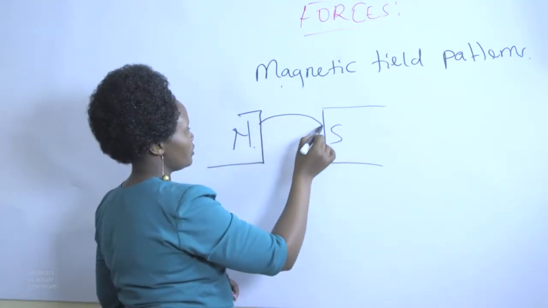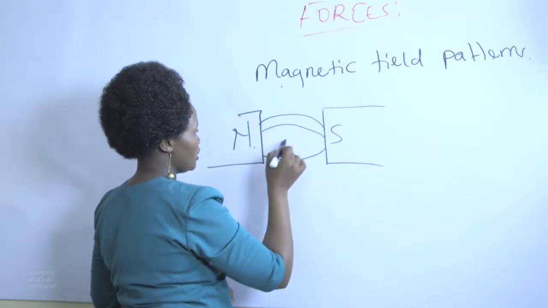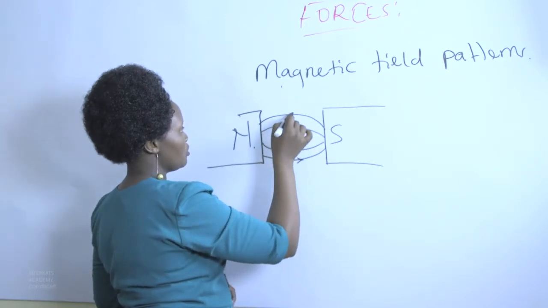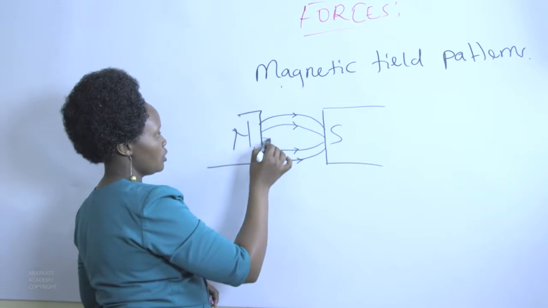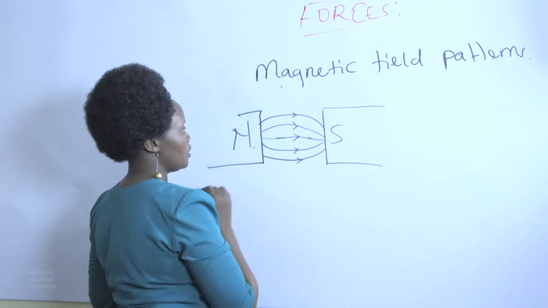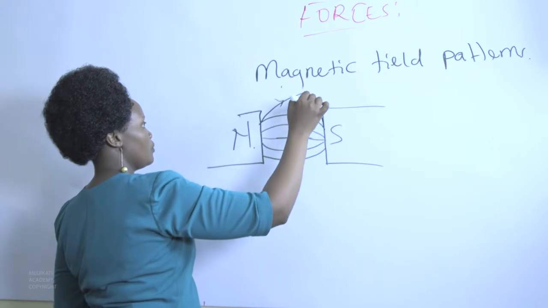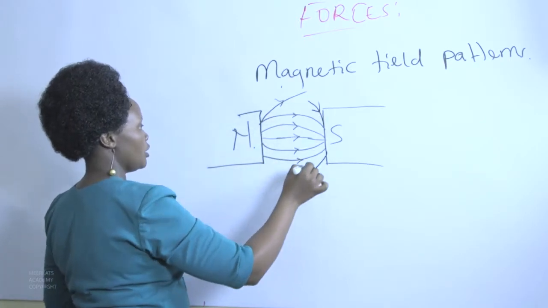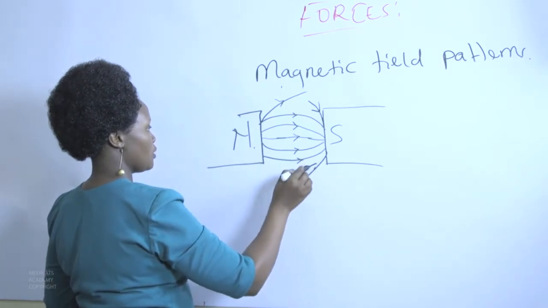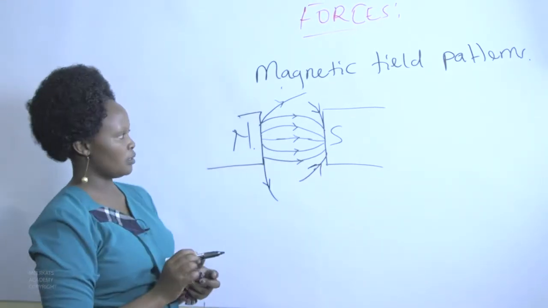Again, we have our field lines originating from the north to the south pole, like that. Remember to indicate the direction of the lines using an arrow. It's very important, like that. They originate from the north and to the south pole, like that.